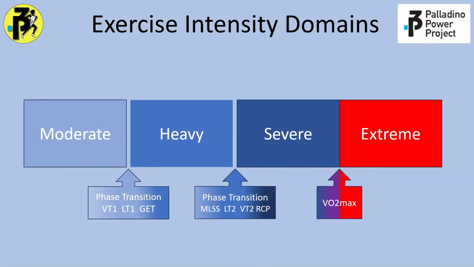It's using the contemporarily accepted exercise intensity domain names: moderate, heavy, severe, extreme, and some of their markers for defining the boundary areas between these intensity domains. So this chart I'll come back to multiple times, but I wanted to introduce that.